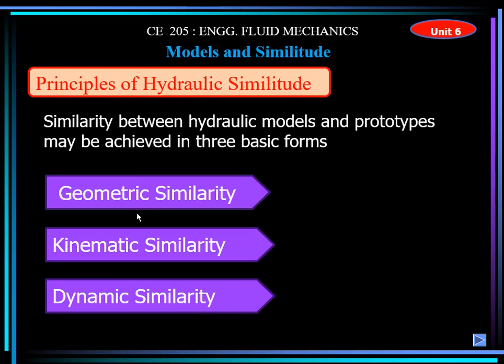In the geometric similarity, that is, the shape is similar. Kinematic similarity is when the velocity and the conditions are similar, the movement of the fluid, for example. And in the dynamic similarity, like when the force acting on a dam or any structure is similar, then we apply this kind of similarity. We will see each of them one by one.